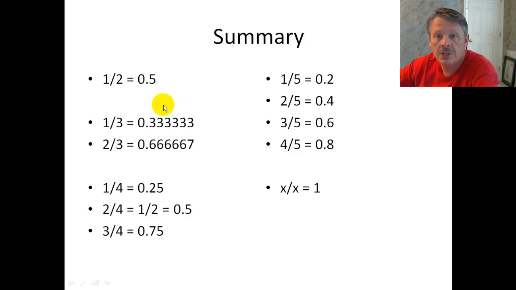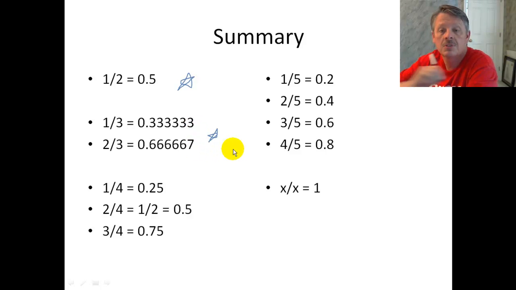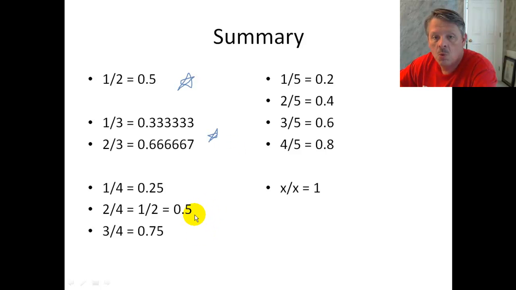So there are certain things you must notice, and you must know on sight. You must know that 1/2 is 0.5. You must know that 1/3 and 2/3 are 0.333 and 0.666, and those recur forever. Looking at the quarters, 1/4 is 0.25, 1/2 is 0.5, and 3/4 is 0.75. You also have to know that with your fifths, 1/5 is 0.2, 2/5 is 0.4, etc., all the way until you get to anything over itself is 1. Those you need to recognize.